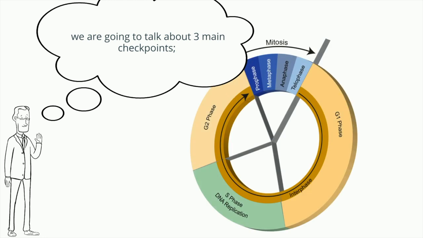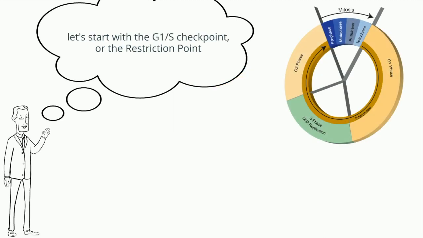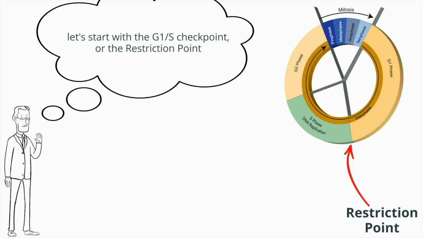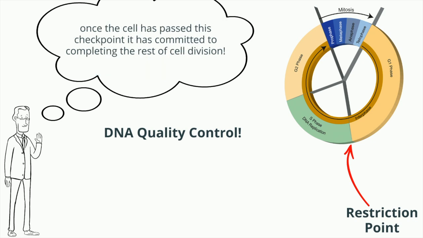We are going to talk about three main checkpoints: between G1 and S phase, G2 and mitosis, and between metaphase and anaphase. Let's start with the G1 S phase checkpoint, or the restriction point. This checkpoint is very important as it decides whether the cell will commit to division or not. The main function of this checkpoint is to ensure DNA is not damaged and can be readily replicated. Once the cell has passed this checkpoint, it has committed to completing the rest of cell division.